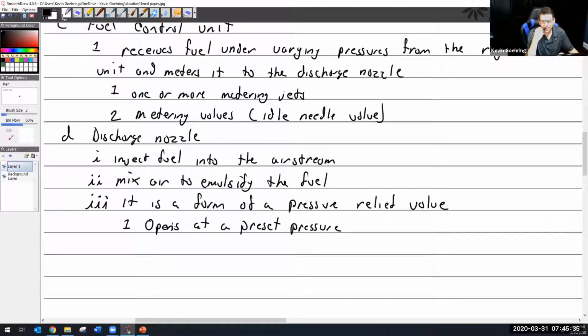Okay, so the pressure discharge nozzle is a form of a pressure relief valve. It opens at a preset pressure and keeps the downstream pressure at a preset value.